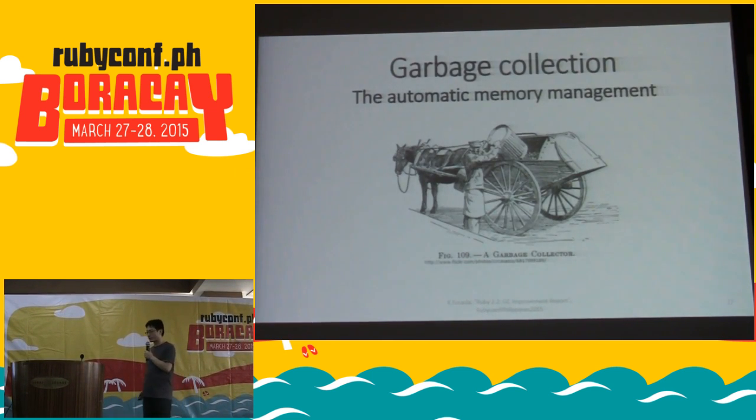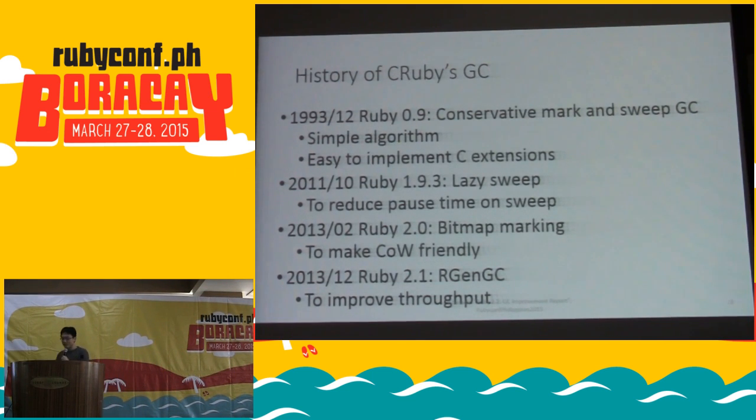So, back to the garbage collection talk. Ruby was created in 1993, so it has more than 20 years of history. But most of the time, Ruby GC was a very simple mark and sweep garbage collection. Recently we improved the performance with lazy sweep in 1.9.3, bitmap marking in Ruby 2.0, and generational garbage collection in Ruby 2.1.